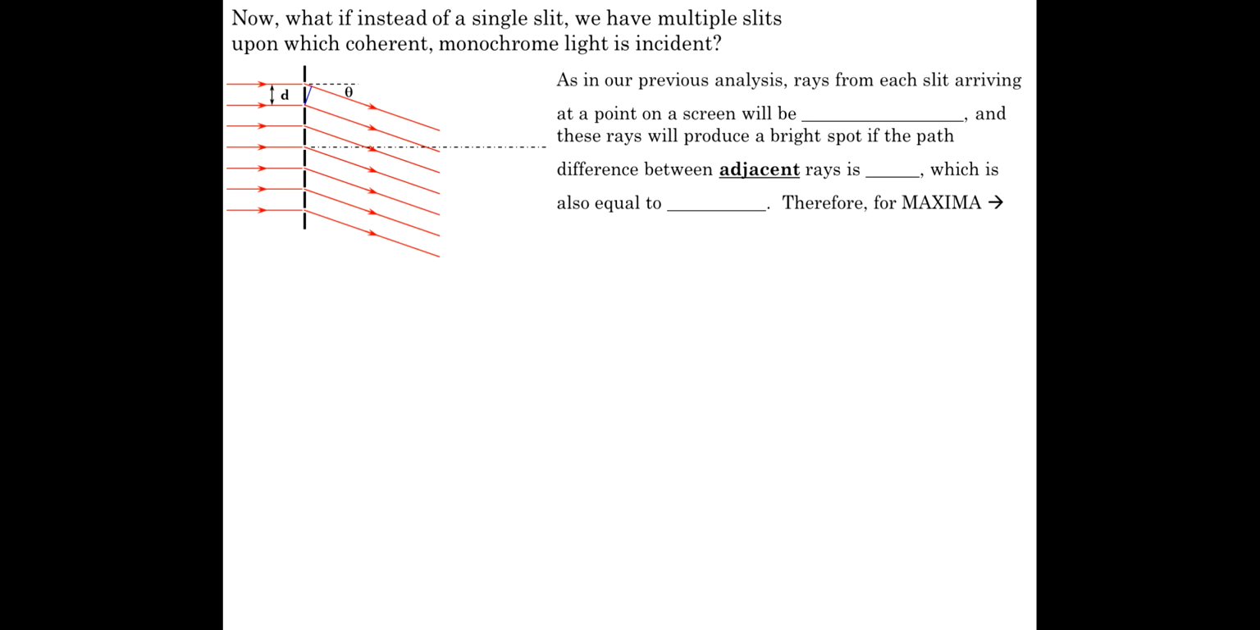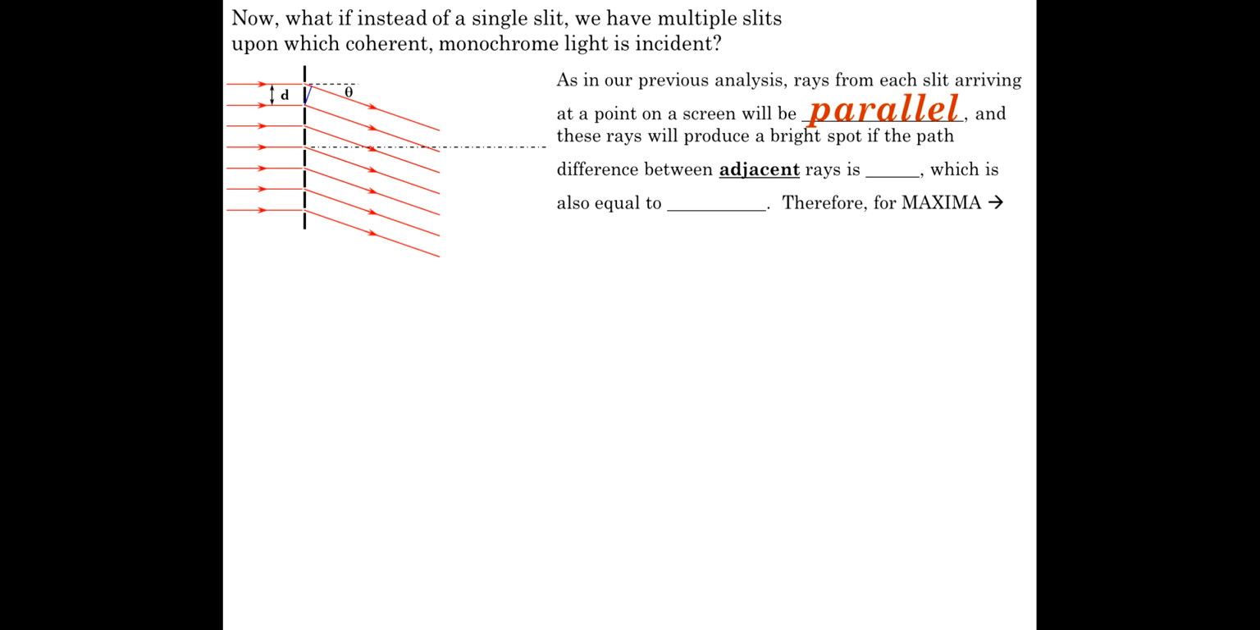So rays from each slit arriving at a point on the screen will be parallel. What I mean by that is this is really small in dimension compared to the screen that it's shining upon, and the dimensions of the pattern showing up there. This whole region along here is really tiny. Okay, it's micrometers.